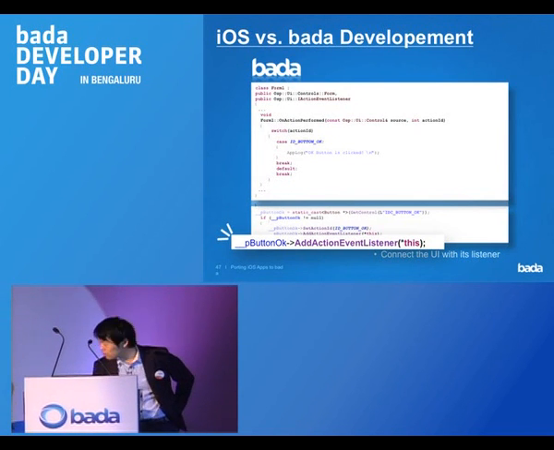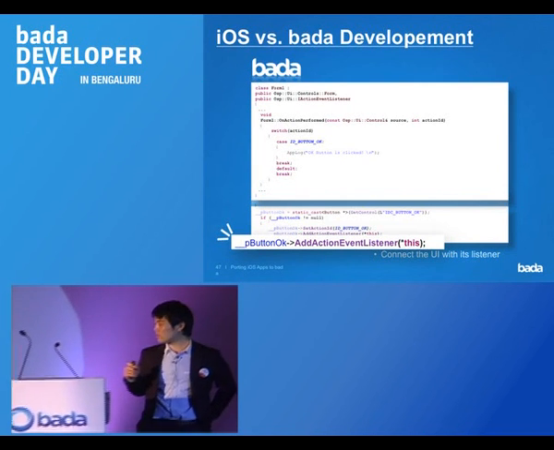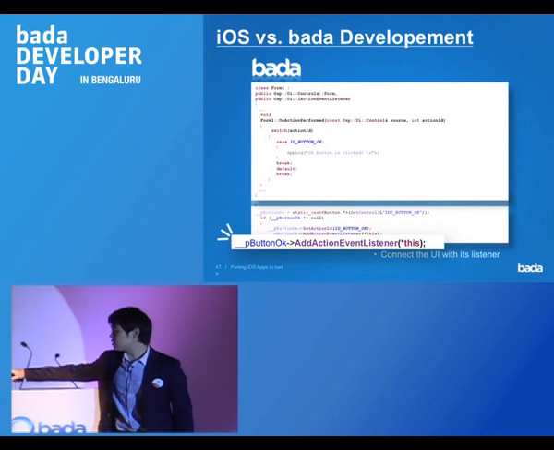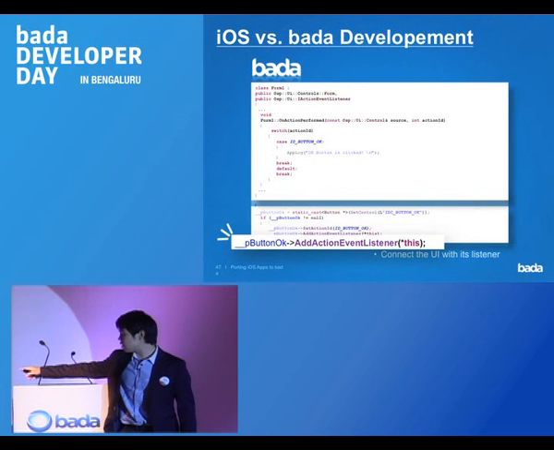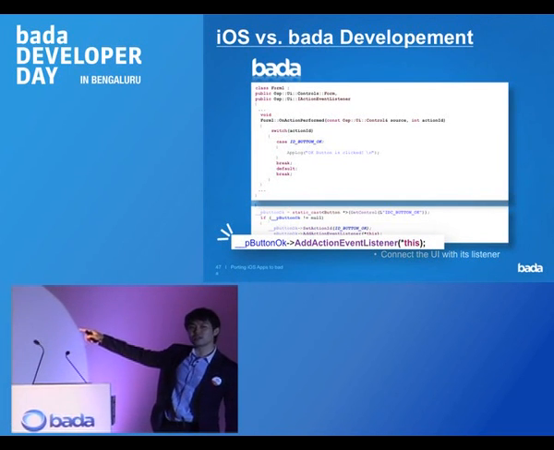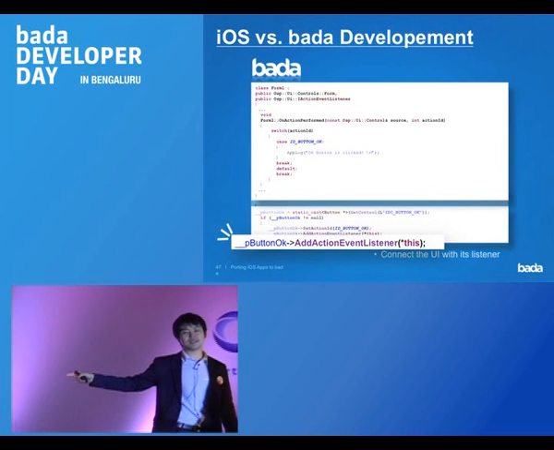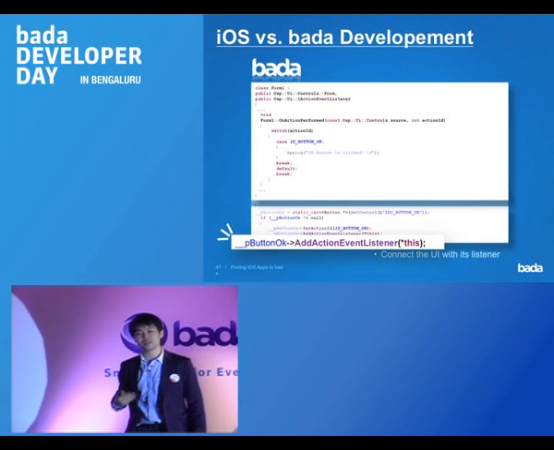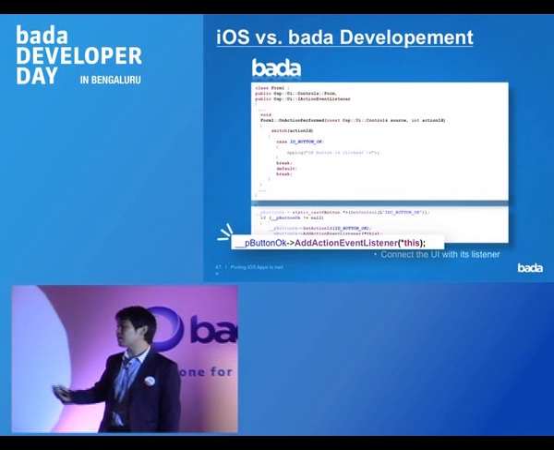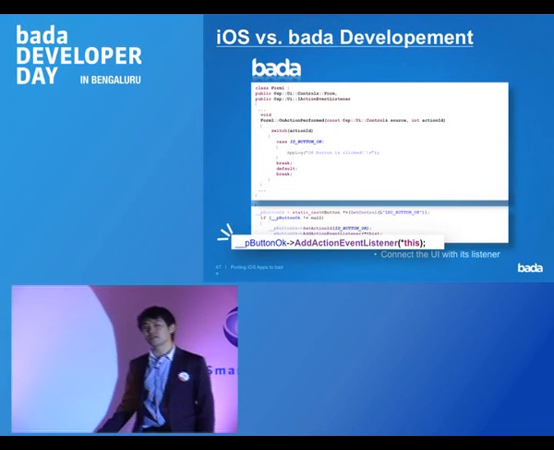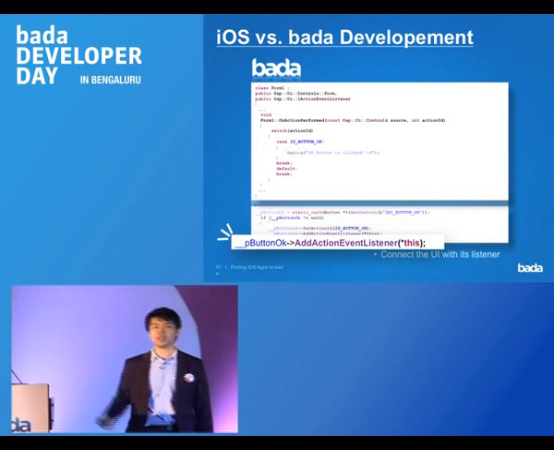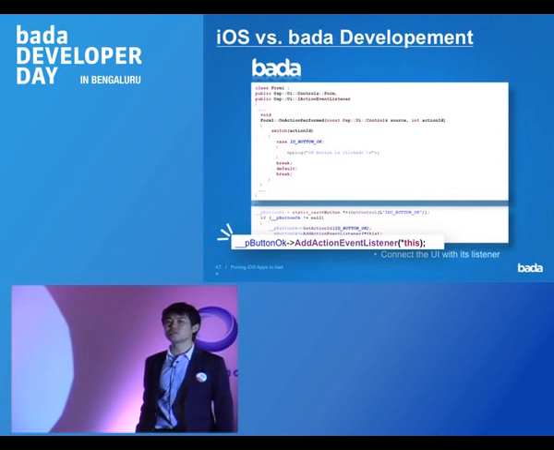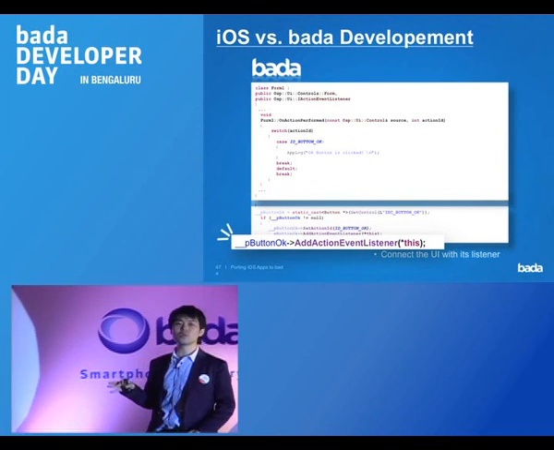And you can see the last line is a bit important, I think. The code says button AddActionEventListener, and the pointer this is the pointer of the listener. Actually, in this case, the form has the listener interface and implements that interface, which is shown with this pointer. So the listener is registered with this API. This is generated code that you can improve as you want.